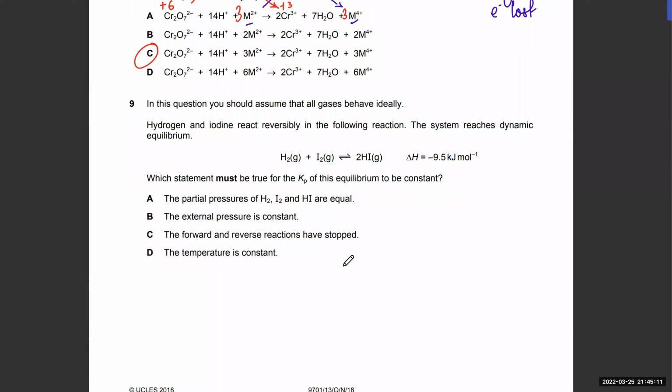So the next one is equilibrium. Which statement must be true for Kp of this equilibrium to be constant? So when is Kp constant? Kp is only constant when temperature is constant. Remember, Kp value does not change with pressure. You increase pressure, decrease pressure, Kp remains a constant. So Kp is not dependent on the pressure. It always is a constant. Kp is not dependent on the external pressure.